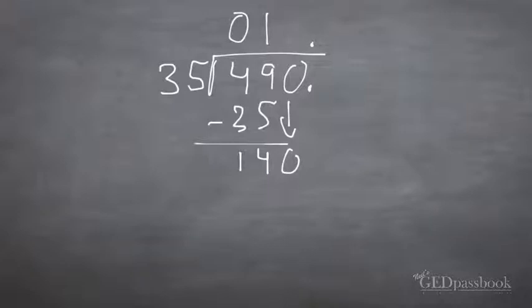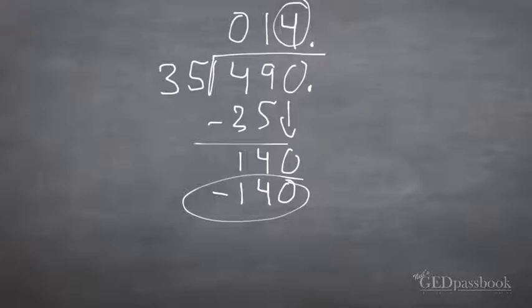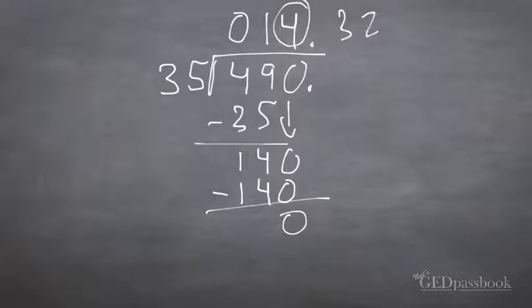How many times does 35 fit into 140? 3. Close. 4. Creating 140. So 4 times 35 is 140, with the remainder 0. In this specific case, we didn't even have to continue on with any sort of numbers. This ended up becoming a perfect whole number of 14, right?